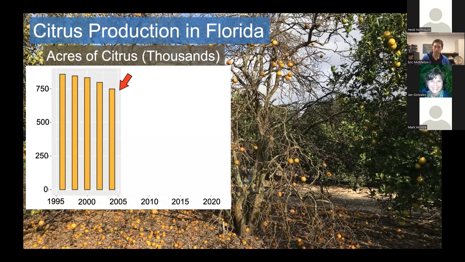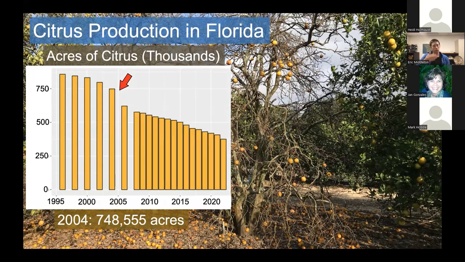Asian citrus psyllid was present in the state since about 1998, but then Huanglongbing was introduced in the state around 2005. So the year before that, in 2004, there was approximately 750,000 acres of citrus growing in the state. Then Huanglongbing appears, and you can see it drops off. So there's a noticeable immediate decline and then a very steady decline where there's fewer and fewer acres of citrus growing until in 2022, there's about 375,000 acres. So pretty much over the span of those 18 years since the bacteria was introduced to the state of Florida, the number of acres of citrus has been approximately halved.